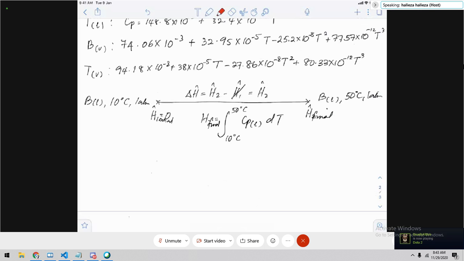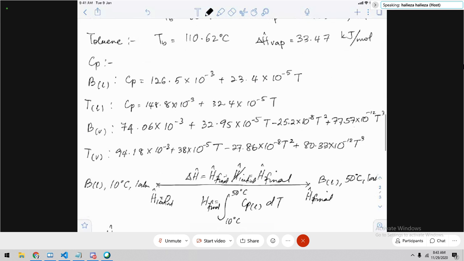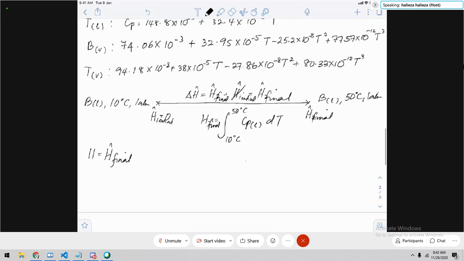Alhamdulillah. Okay, now, what is your final? This is going to be final. I'm not going to use subscript 2 because we might get confused. So H final, which according to our table over here is H1, enthalpy Cap 1, is equal to the integration from 10 degrees C to 50 degrees C.